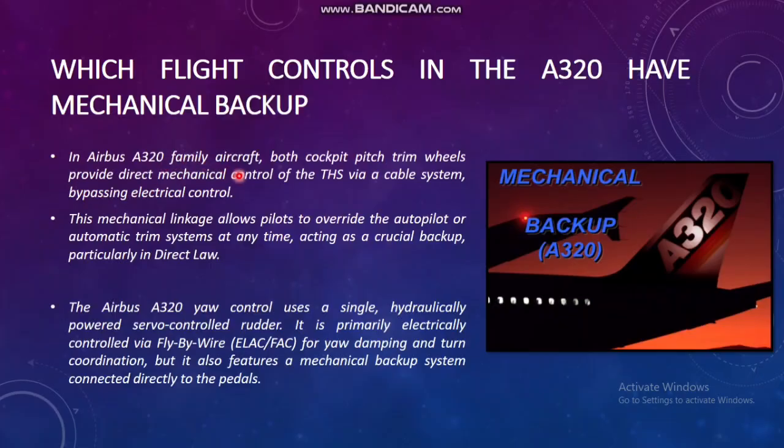In Airbus 320 family aircraft, both cockpit pitch trim wheels provide the direct mechanical control of the THS via a cable system bypassing the electrical control. So THS is having mechanical function. This mechanical linkage allows the pilot to override the autopilot automatic trim system at any time, acting as a crucial backup, particularly in the direct law.